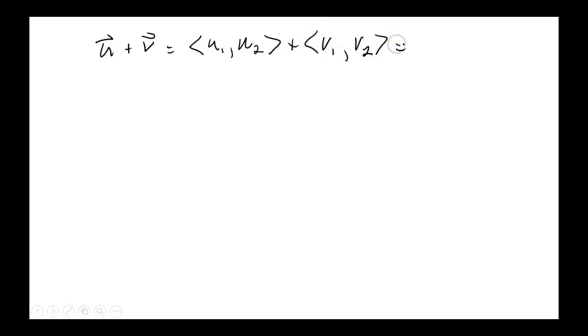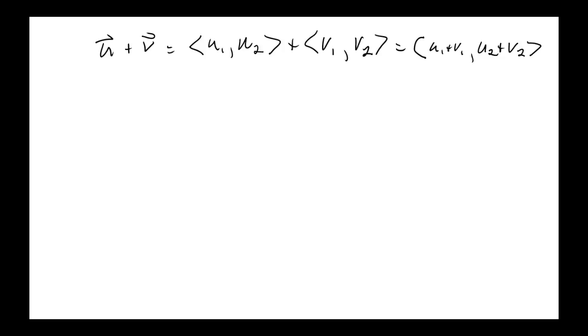The sum of those two vectors would then be a vector, and that's supposed to be an angle bracket. It doesn't look very pretty. u1 plus v1, u2 plus v2. You just add the components, component by component. This is like the third time I've learned to add vectors. Exactly.